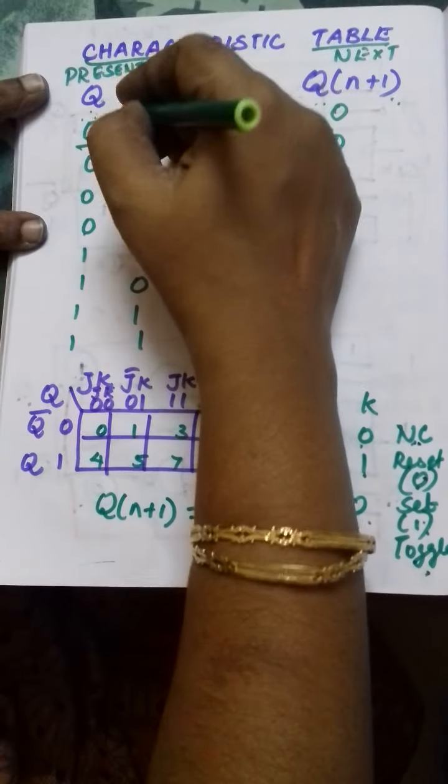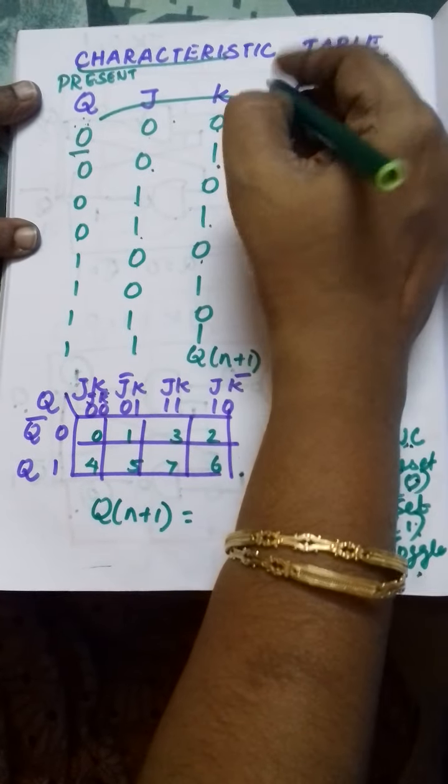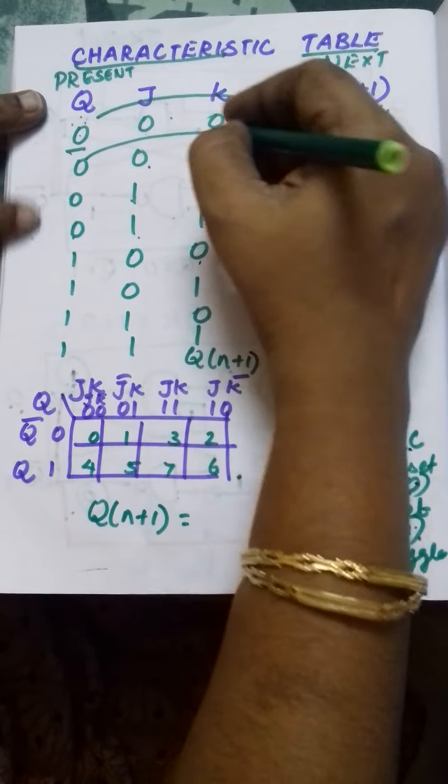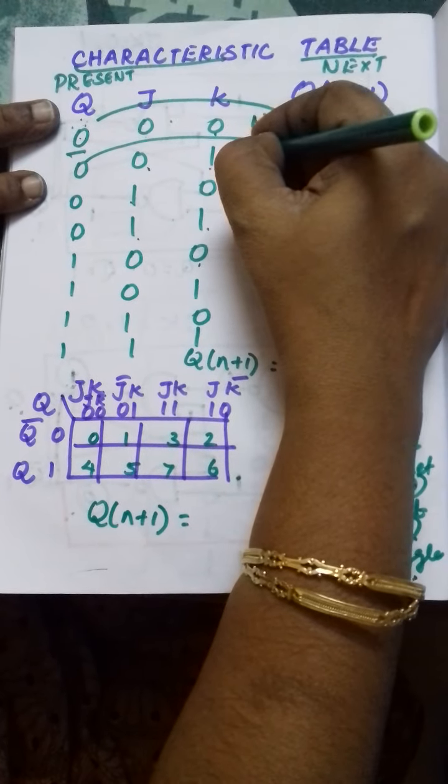Okay, so you just compare and write down over here. It is no change, so you are writing the same 0. Here if you compare and write down, it is 0 1, so it is called reset, so it is becoming 0. Similar way everywhere.